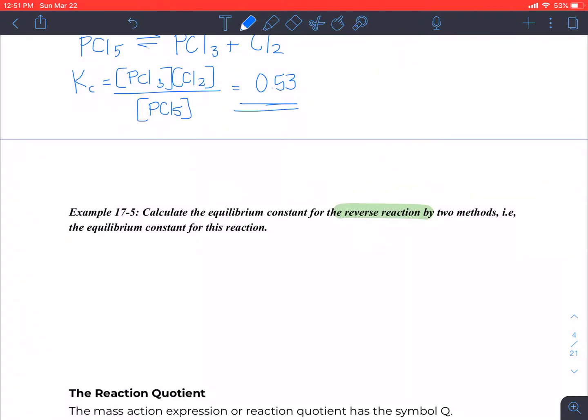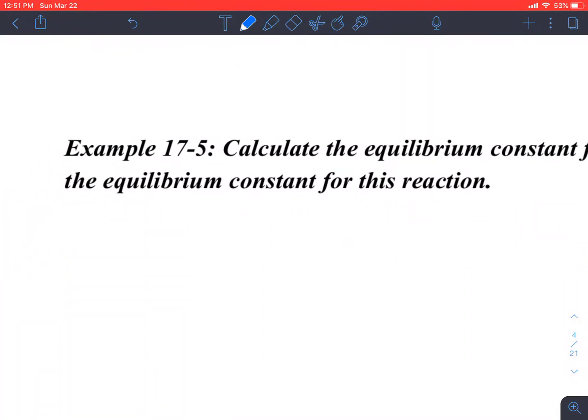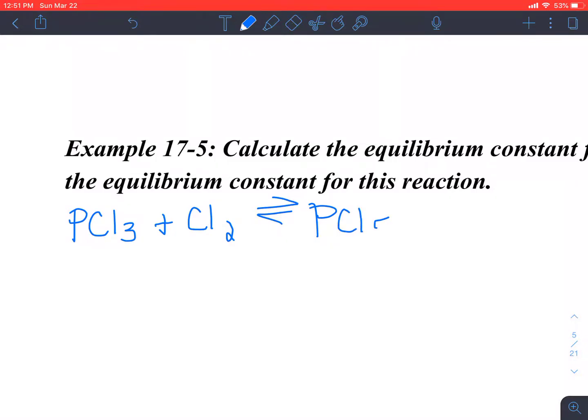So let's go ahead and write what that reverse reaction is. It would be PCl3 plus Cl2 yields PCl5, okay? And so method one, well, let's just write the expression for this new state. Now, since this is the reverse reaction, we're going to use this notation here. So basically Kc with a little, looks like an apostrophe, and that just means the reverse reaction.